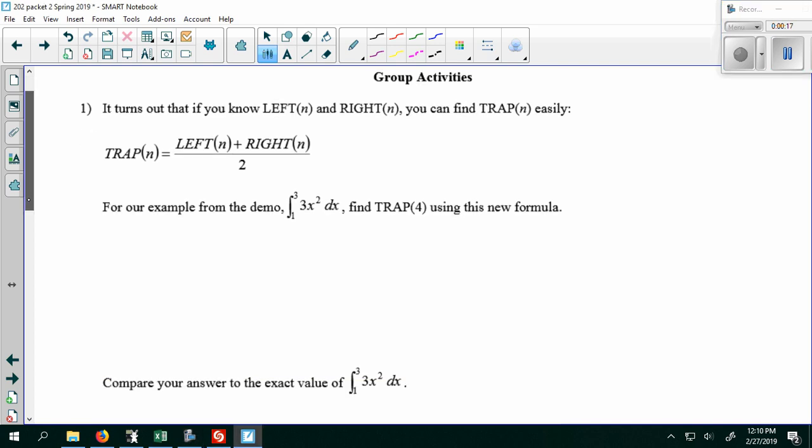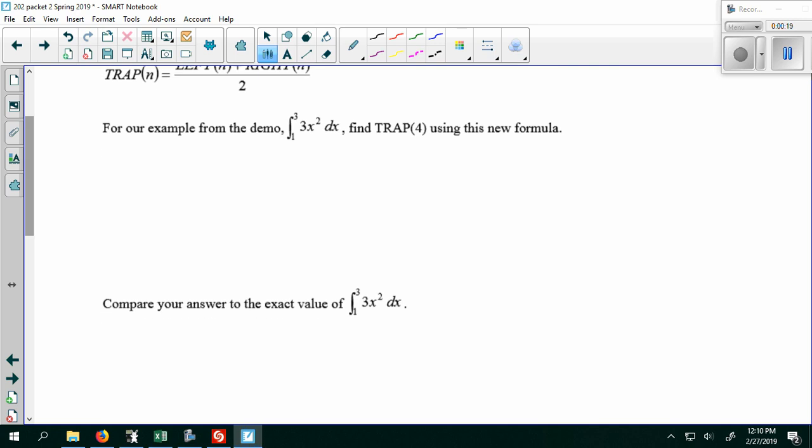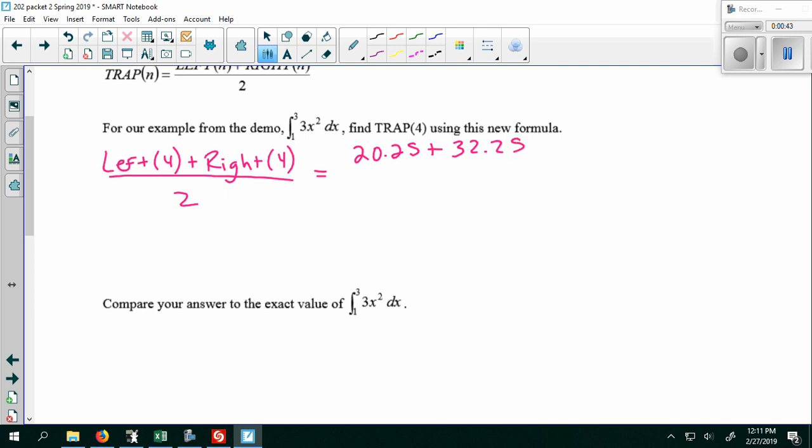So from the example in our demo, we calculated left 4 and right 4 for the integral from 1 to 3 of 3x squared dx. So to find trap 4, I'm just going to do left 4 plus right 4 over 2. Okay, and those values that I calculated in the demo were 20.25 and 32.25.